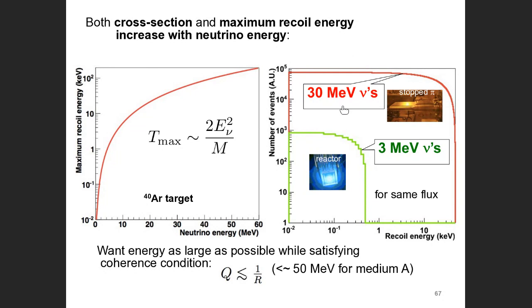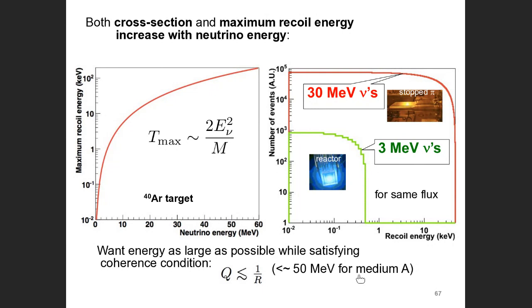And what you see here is not only does the red have a higher recoil energy, which I just talked about on the previous slide, but it also has more events because the cross-section is higher. It goes as the square of the neutrino energy. And so you want the energy to be as large as possible. And you might ask, well, why not even higher energy? Well, you can't go too high because eventually you will no longer satisfy the coherence condition, which is that Q has got to be less than 1 over the size of the nucleus, and this energy is about 50 MeV for a medium-sized nucleus.